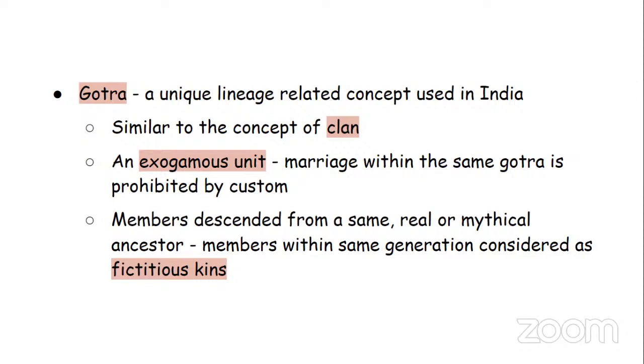Exogamy means marrying from outside the group, isn't it? Endogamy means marrying within one's own group. Yesterday we talked about lots of examples also, like caste endogamy prevalent in our society. For exogamy, we gave examples like village exogamy. Like that, Gotra is also an exogamous unit, and marriage within the same Gotra is prohibited by custom. According to the customs, people can never marry within their own Gotra. So Gotra is an exogamous unit.